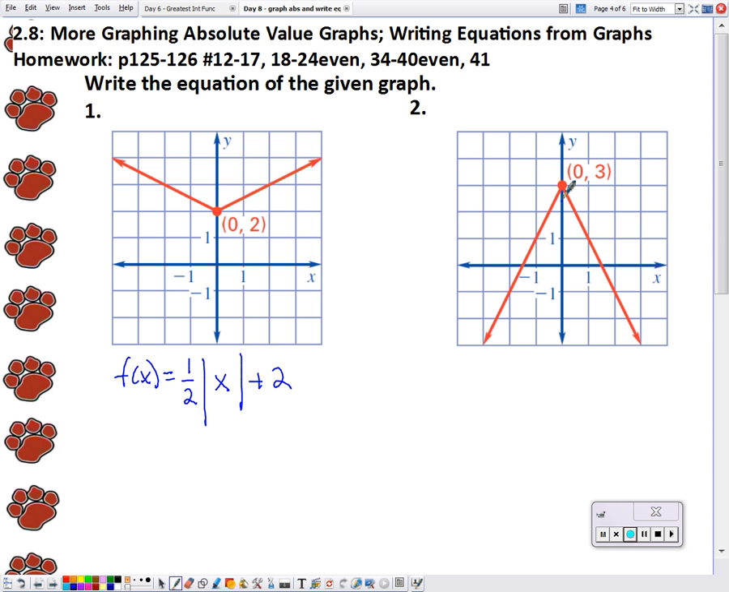Number 2 is again, we have a vertex of 0, 3, but take a second and think about what your a value is going to be. Alright, so this one goes down 2 and right 1 from the vertex, so its a value will be negative 2. And again, x minus h, for this one it's just a coincidence, they're both 0. They're not always 0. And then plus 3.